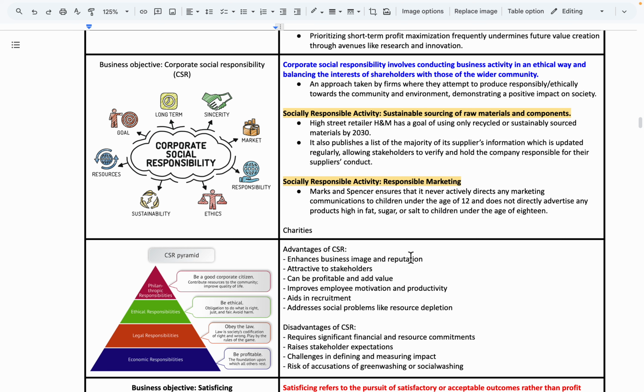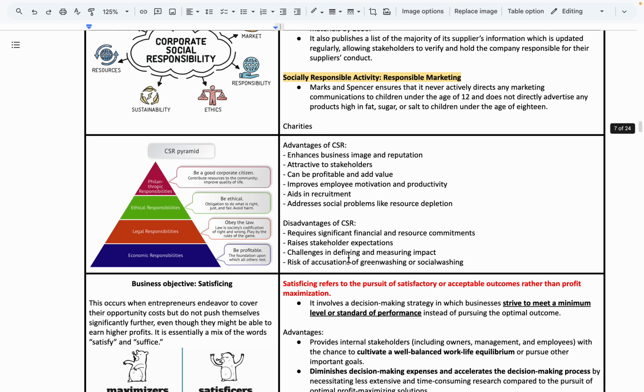Okay, another one I have here is Marks & Spencer for responsible marketing. Marks & Spencer ensures that it never actively directs any marketing communications to children under the age of 12 and does not directly advertise any products high in fat, sugar, or salt to children under the age of 18. And charities done by so many organizations in the world are a type of CSR.